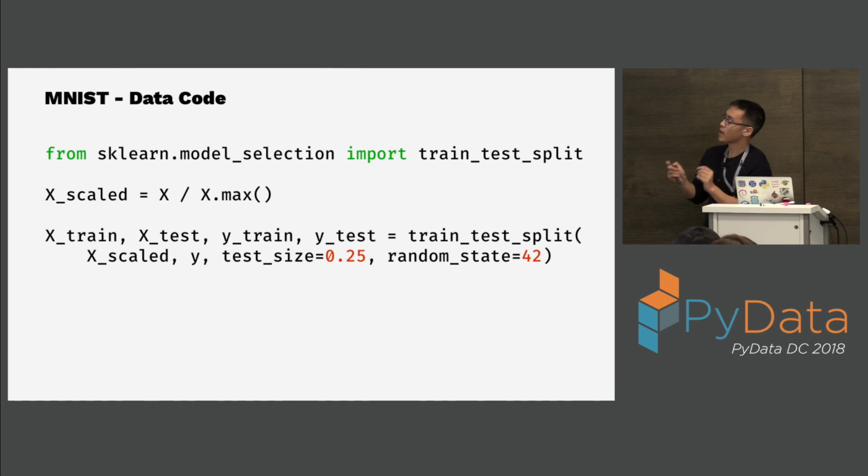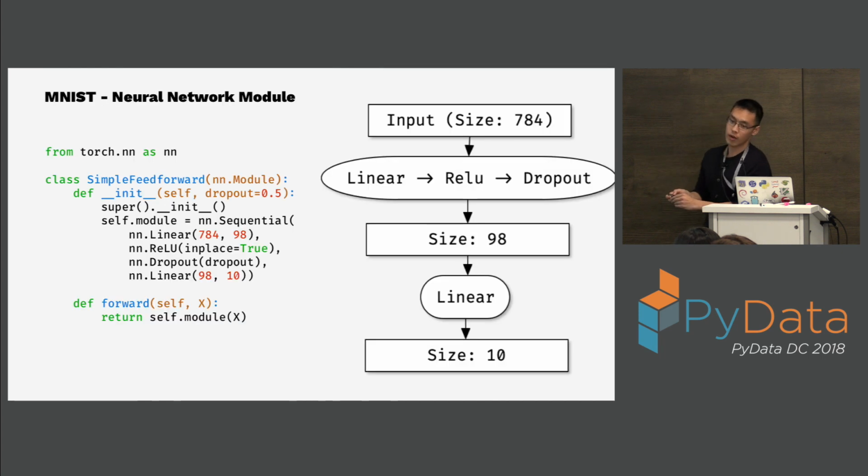For this example, we're going to create a simple module, a feed-forward neural net. It takes in an input of size 784, goes through some nonlinear functions, spits out an array of 98, goes through another function, and at the end, it spits out a vector of size 10. For those who don't know, to define this module, you have to subclass the module class from PyTorch. Remember to call super init in your init function and define a forward method. Then you can write this diagram in code.